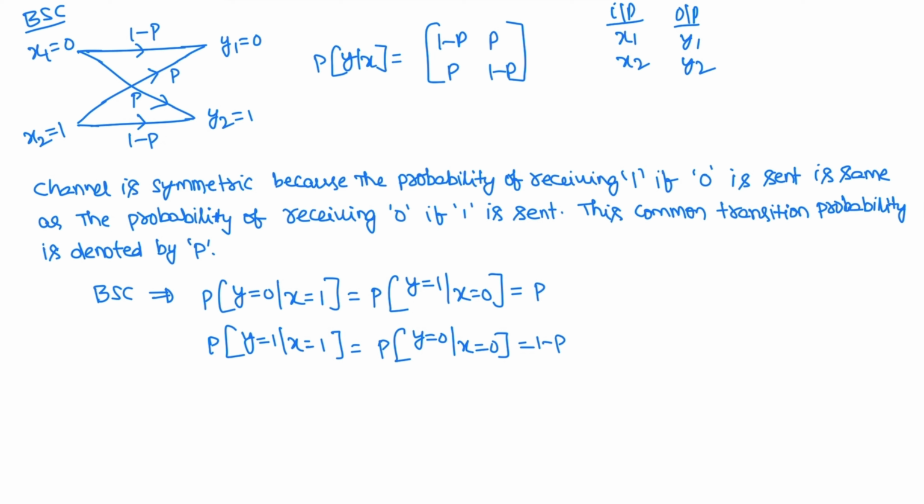The channel is symmetric because the probability of receiving 1 if 0 is sent is the same as the probability of receiving 0 if 1 is sent. This common transition probability is defined by p. For a binary symmetric channel, these conditions are satisfied: P of y equal to 0 given x equal to 1 is P of y equal to 1 given x equal to 0, which is p. P of y given x denotes the probability of y being received provided x was transmitted.